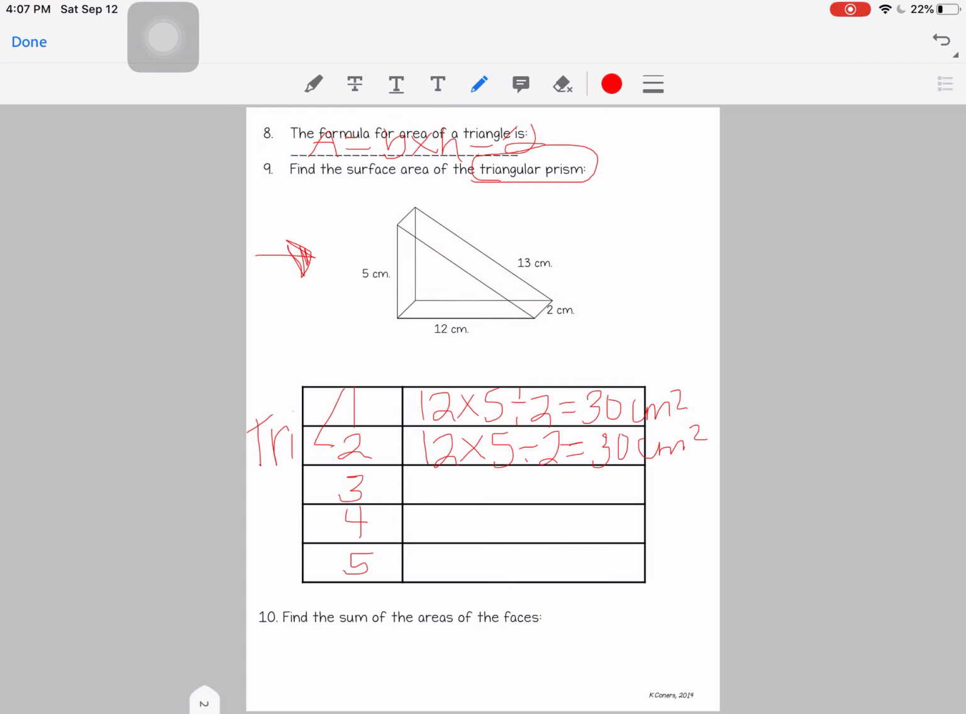Now let's look at the rectangles that make up our triangular prism. All right, so let's look at this top one first. This top rectangle measures 13 by 2, which gives us 26 square centimeters.